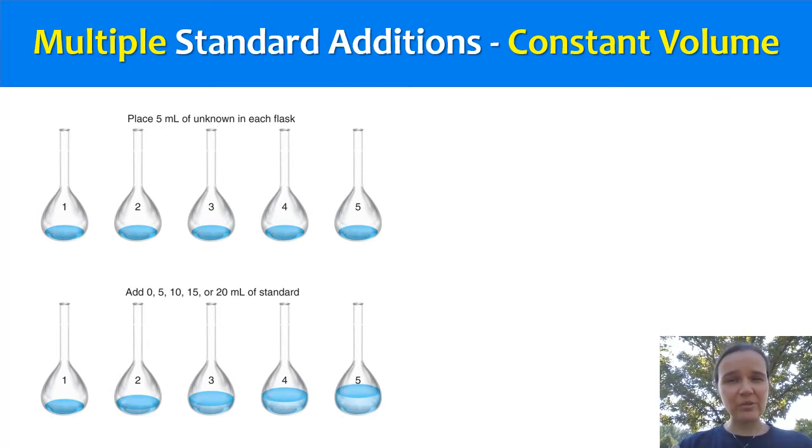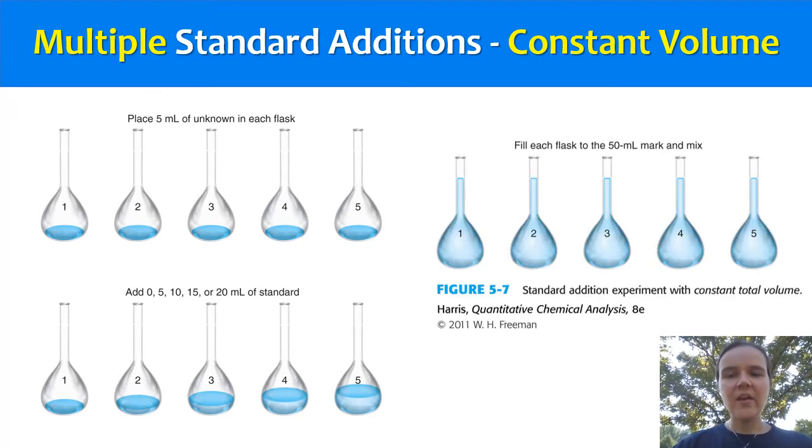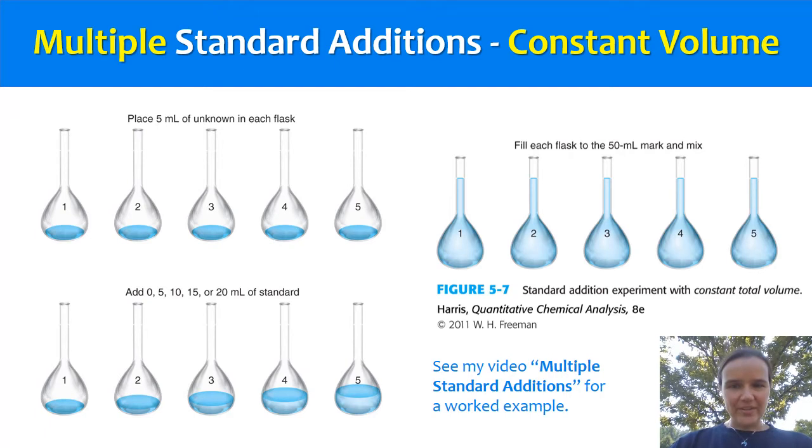That's super important to remember, that one with no standard added to it. And then you have increasing amounts of standard added to the other ones, and they all get filled up to that same total constant volume. So constant volume standard additions is referring to a constant total volume. All right. Now what do we do?